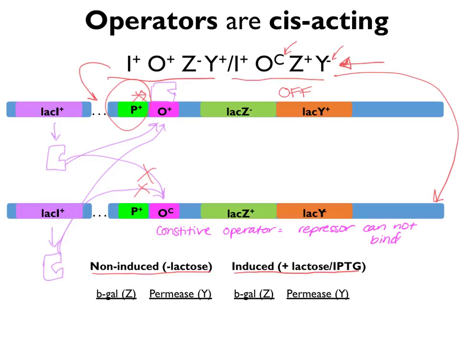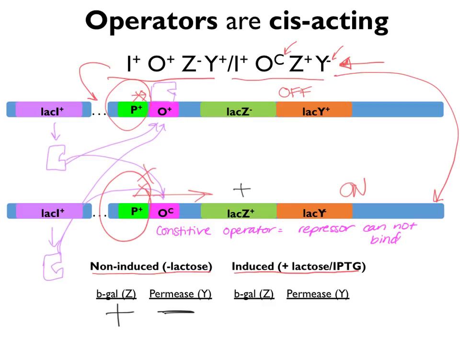However, if we look at the operon on the bottom, we have a constitutive operator. And so this constitutive operator means that any repressor protein present is not going to be able to bind. And so in this case, RNA polymerase is going to be able to freely transcribe this copy, and so this will be on. And we can see here that we have a functional LacZ gene. So if this is on, we will have beta-galactosidase produced. But we can see this copy of the operon does not have a functional LacY gene, and so we are not going to have any functional permease produced in the absence of lactose.